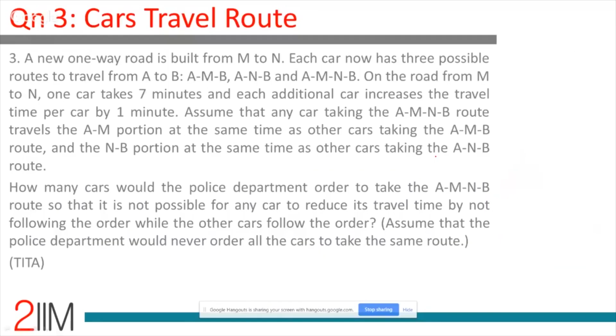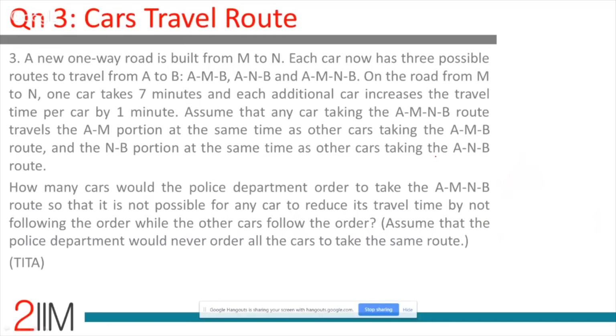Let's have a look at this. A new one-way road is built from M to N. Wonderful. Each car now has 3 possible routes to travel from A to B. AMB, ANB, AMNB. Remember, we are not being told that we can go from N to M. It is only M and B, not N and B. Remember that. There are only 3 routes available, not 4. Presumably, this route is a one-way route. You can go from M to N.